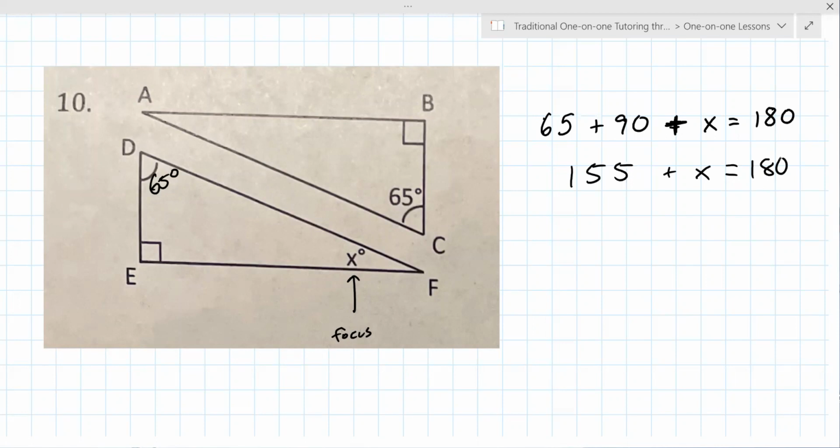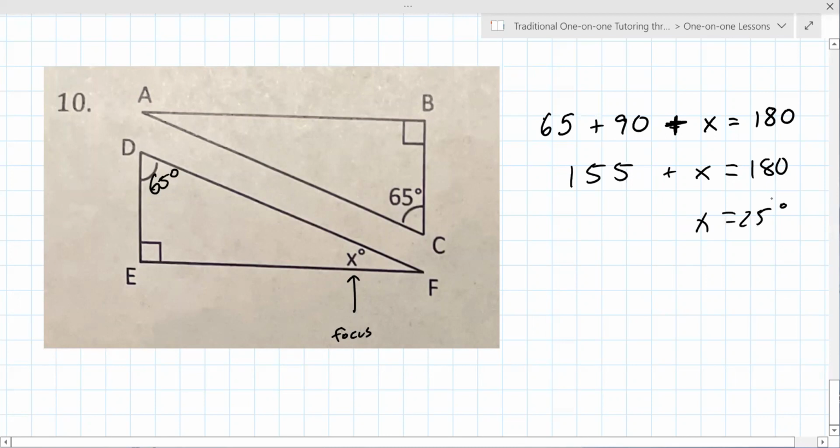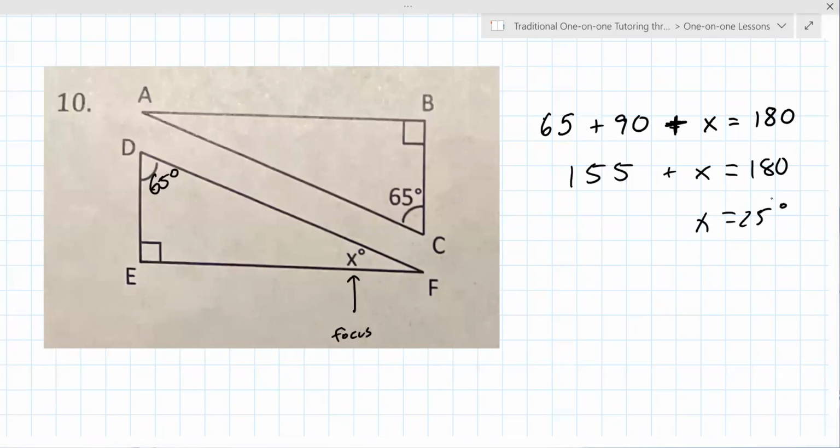25. X is 25. Very good. You don't have to prove congruence. You just have to find the value of X. Okay, so can I write no congruence? No, you don't need that. You just have to solve for X. Okay, you can go.